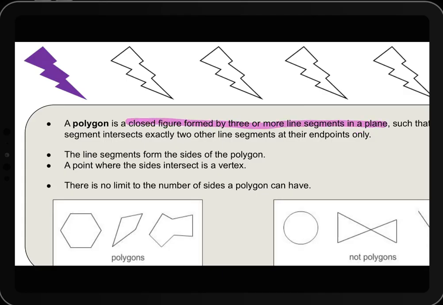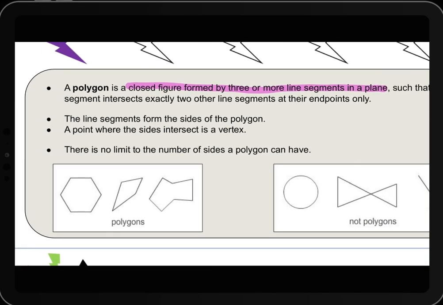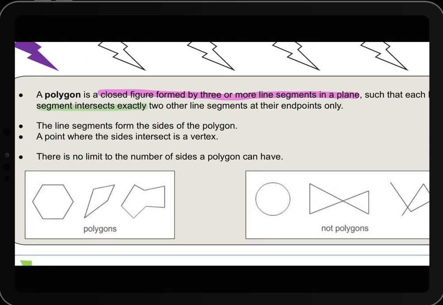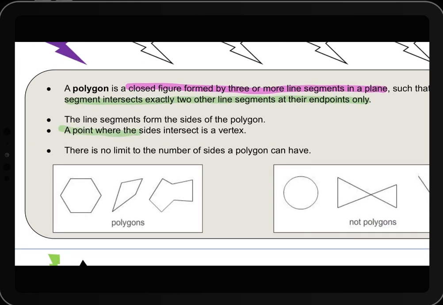And then the other part I want to highlight as well is that the line segments form the sides of a polygon. That's what those edges are. Sometimes we refer to them as edges. And then a point where the sides intersect is a vertex, which, by the way, is actually what this statement here is saying. The segments intersect exactly 2 other line segments at their endpoints only. It just so happens that the endpoints of these line segments are the vertices of the polygon. And so you can see that here and here and here as an example. Those are the vertices of the polygon. They happen to be the endpoints of the segments.